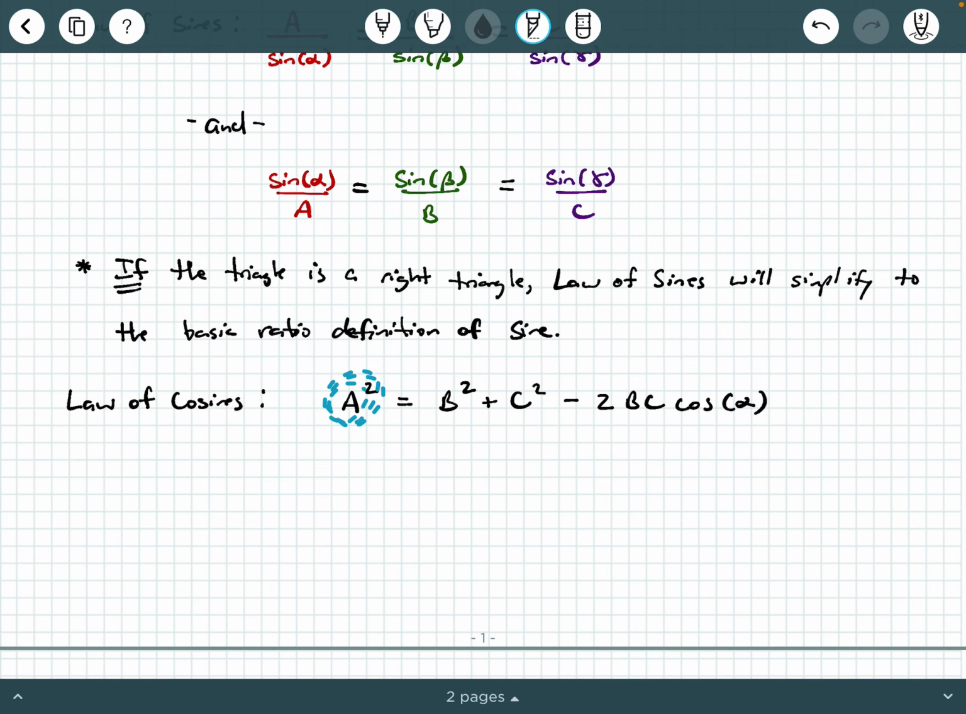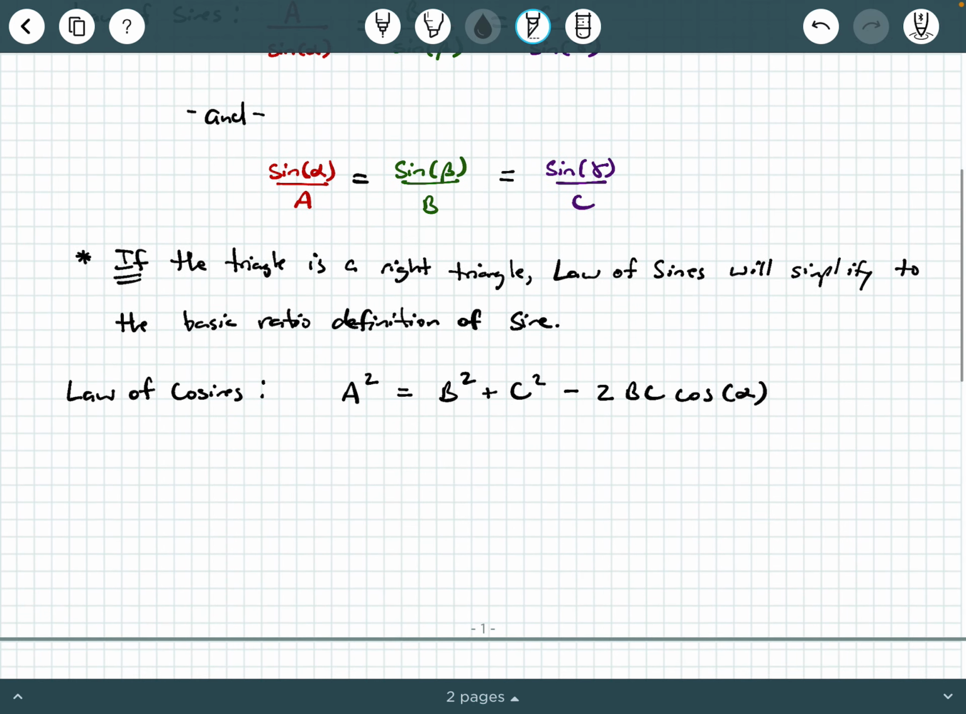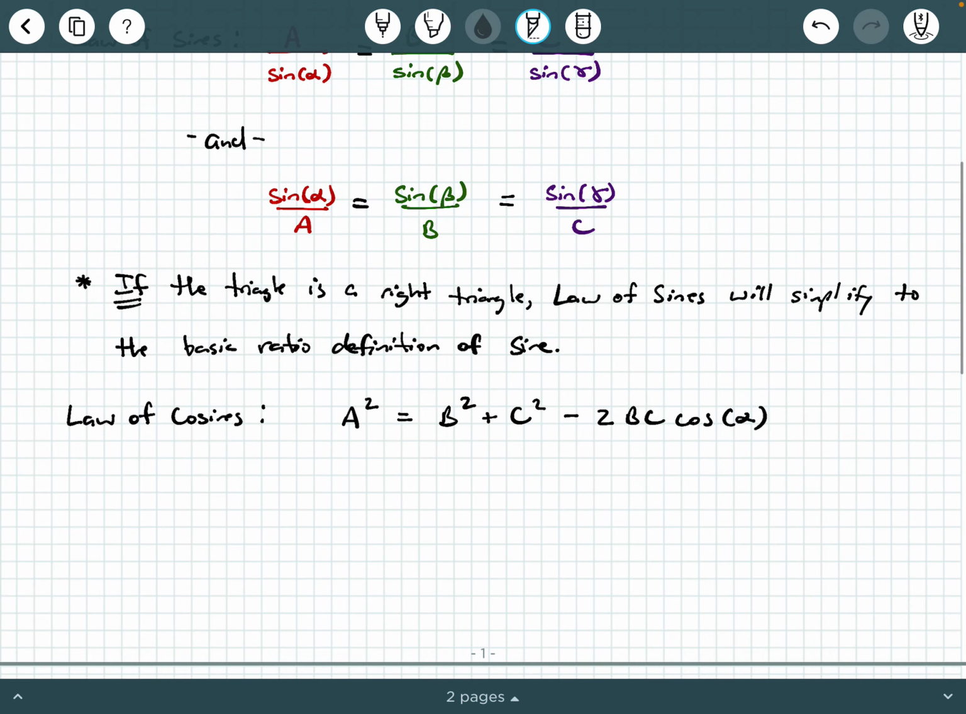So side A squared, that's here in red, equals this formula, okay? And this last term of the formula has a cosine of alpha tacked onto it. So the A squared and the cosine of alpha are that opposite relationship, right? Opposite side compared to angle, okay? Also, if you notice, the first part of this relationship is pretty much a derivative, not derivative in the case of calculus, but a derivation of the Pythagorean theorem, okay?